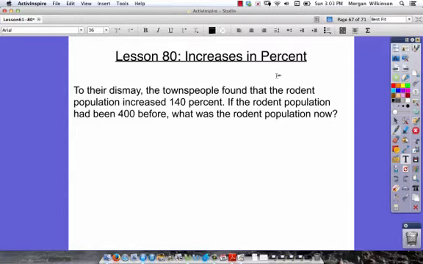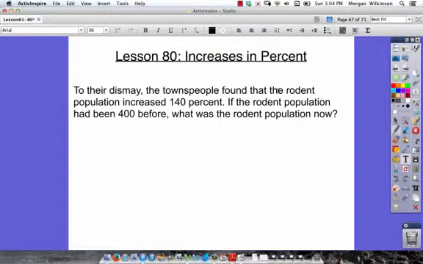Lesson number 80 is about increases in percent. And we have two problems today. Both of them are word problems. Both of them have more than one sentence. So if you want to write example 1 in your notes rather than this, you may. But make sure you get how to solve the problem written down.